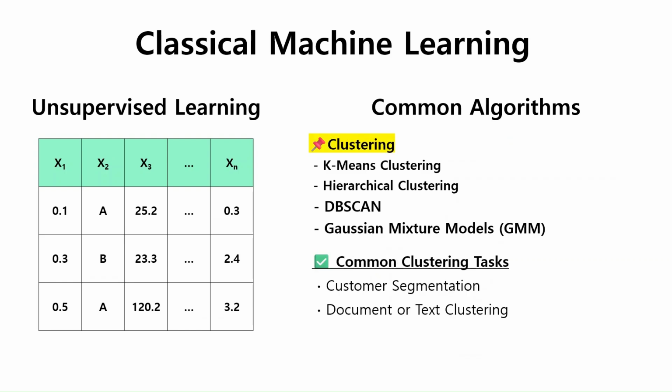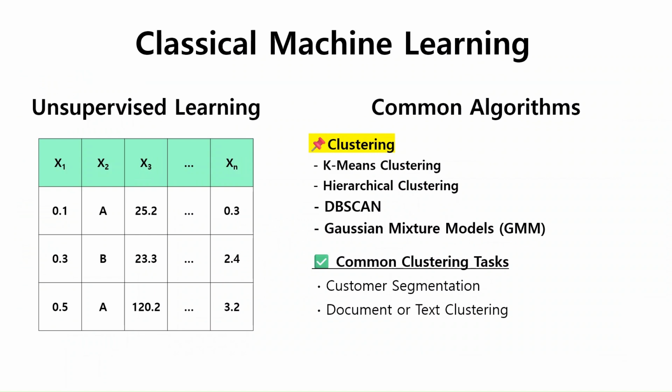Let's begin with one of the most well-known unsupervised learning tasks, clustering. In clustering, the model groups similar data points together based on patterns it finds in the input features. And remember, we're doing this without any labels. The model figures it out by itself. Some of the most common clustering algorithms include k-means clustering, hierarchical clustering, DBSCAN, and Gaussian mixture models, GMM.